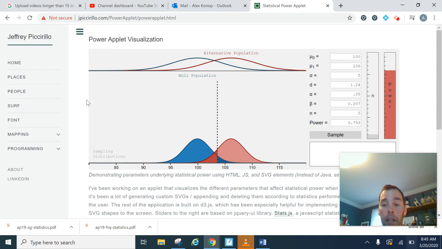So that's the idea. The key takeaway, though, is just recognizing type 1 error is rejecting the null when the null is true, and a type 2 error is failing to reject the null when the alternative is true.